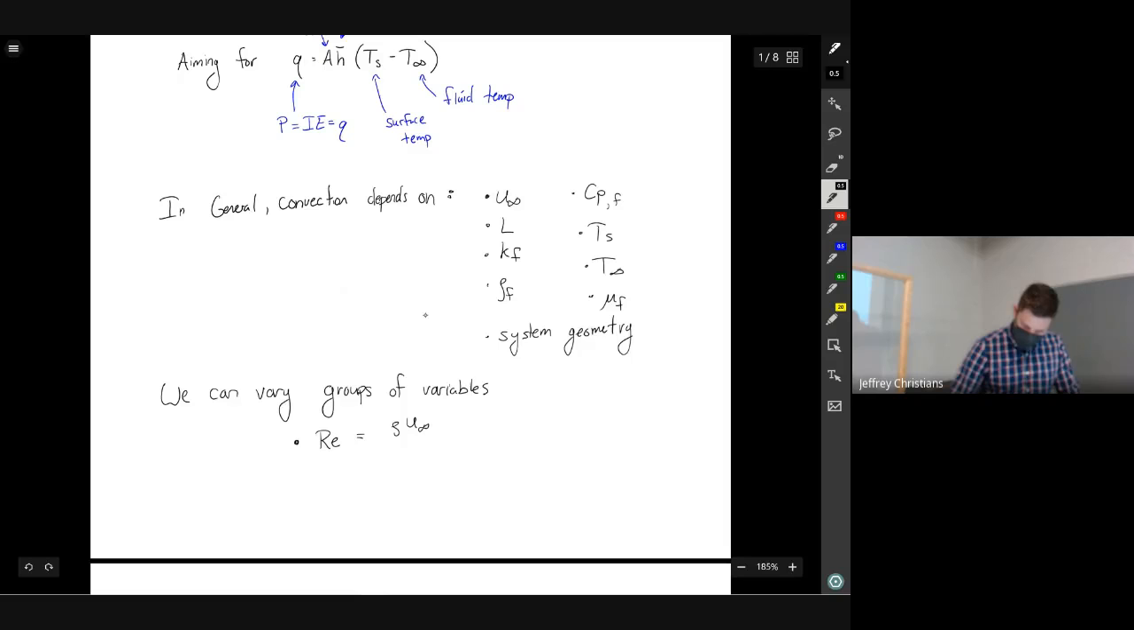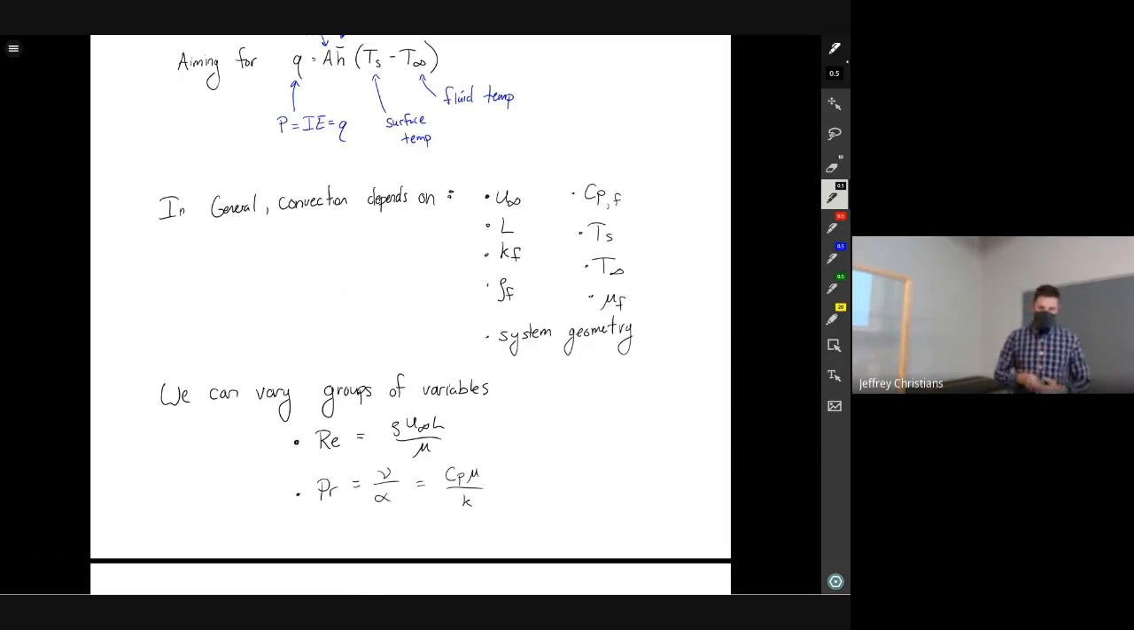Rho. So that's one group of variables. We don't have to vary each of those things independently. We vary the whole business. And when we vary the entire Reynolds number, that captures all of the changes from those variables. Same with the Prandtl number. The Prandtl number is nu over alpha, which is Cp mu over K. So we don't have to vary any of those separately.